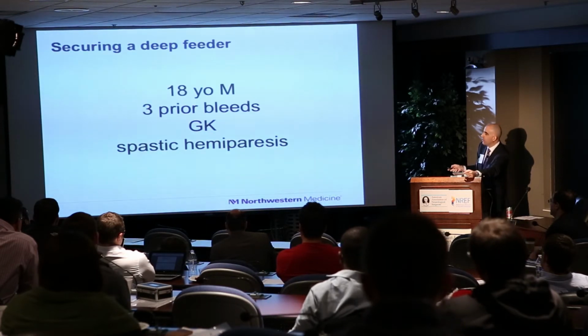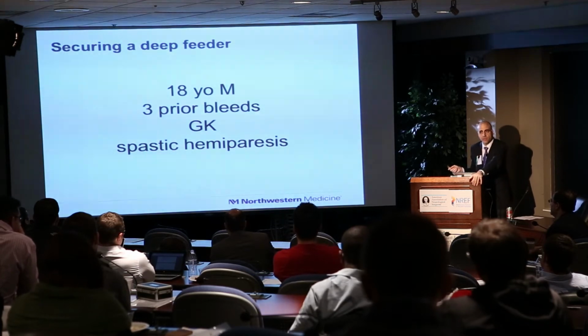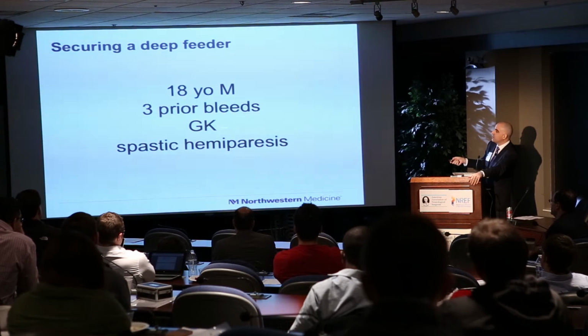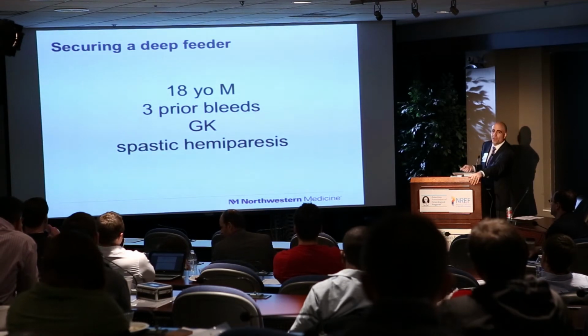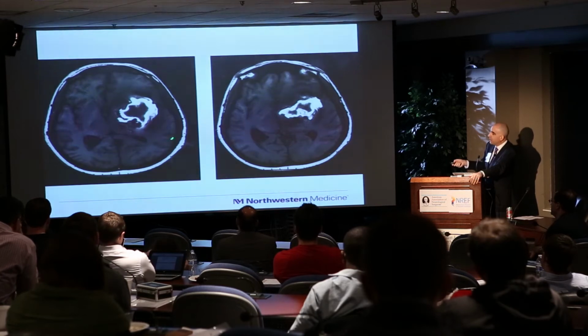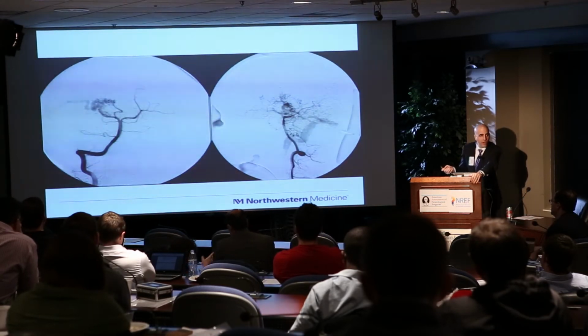What about securing a deep feeder? This is an 18-year-old young kid who had been gamma knifed 3 times in Europe. I have a lot of European friends, but I like to beat up on them a little bit. 3 times in Europe for a quote-unquote cavernoma. He came to us with another hemorrhage, has this hemorrhage, and deep to here there's some funny-looking vessels. It turns out he has an AVM, not a cavernoma.